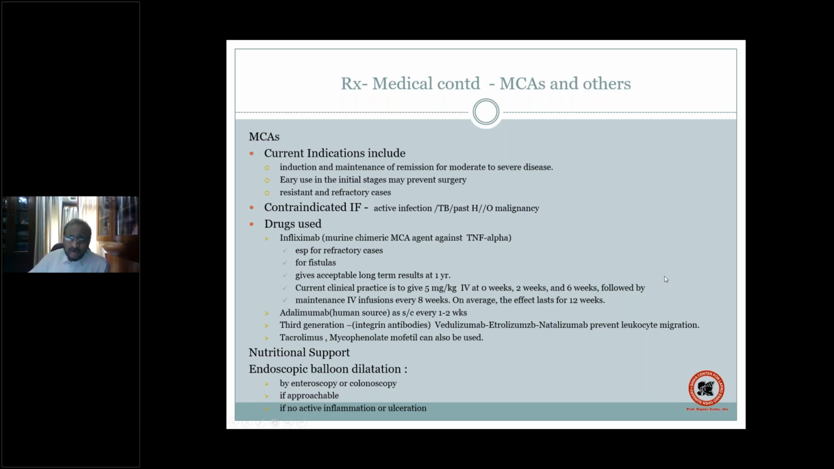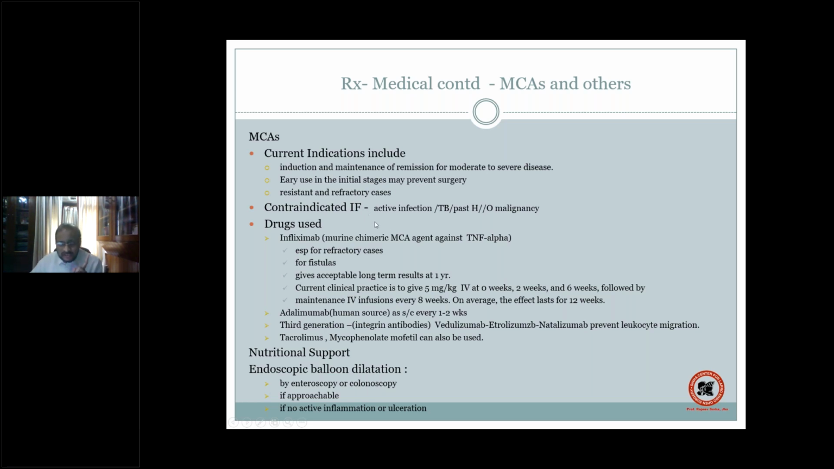So monoclonal antibodies probably help in induction and maintenance of remission in these more severe cases of patients with moderate and severe disease. And early use is usually advisable because they would probably be helping a number of patients to prevent surgery. Those patients who are put on early MCAs, the surgery may not be required. Resistant and refractory cases, there's no other option. You have to use MCA. So the indications of MCA basically are induction and maintenance of remission. Early use would obviate the need for surgery, and resistant refractory cases require MCAs.